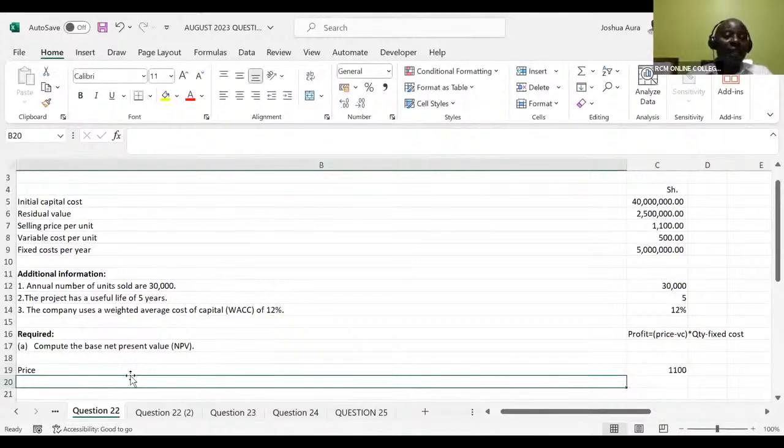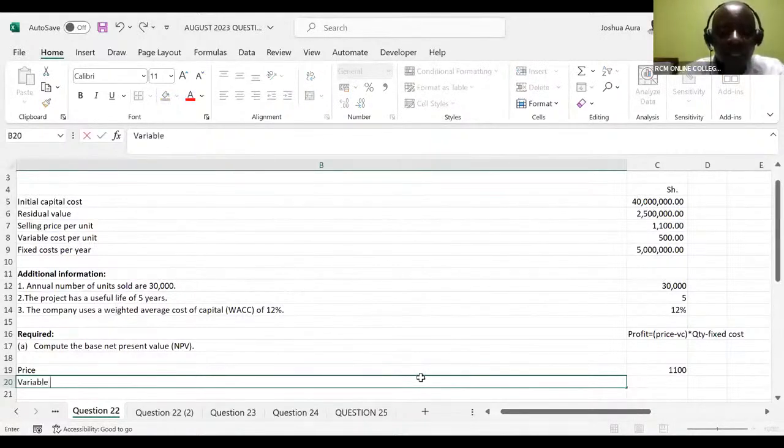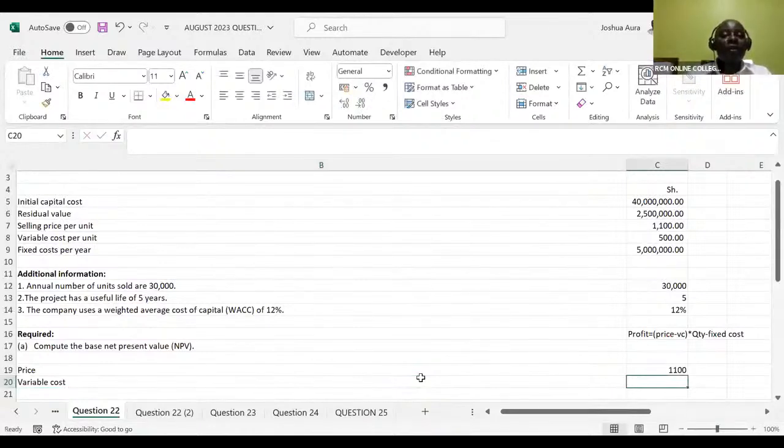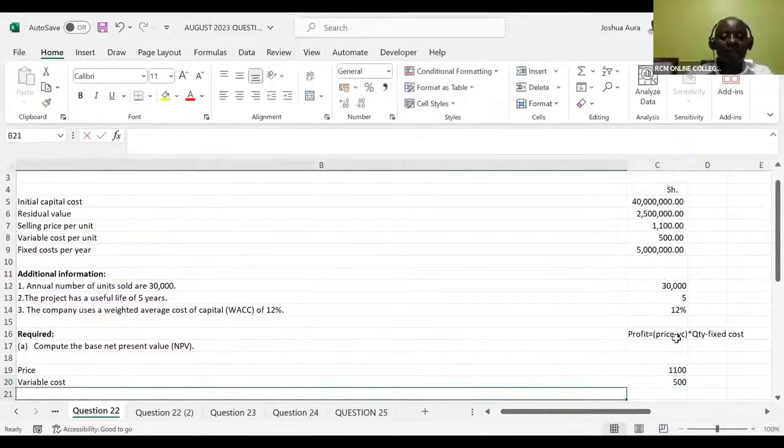The next thing I need is the variable cost. I'm following this formula. So I'll come and write here, variable cost. I say tab. So then I'm having there 500. Ladies and gentlemen, after that, I would want to get this contribution margin. So I'll say enter, and then I say contribution margin.